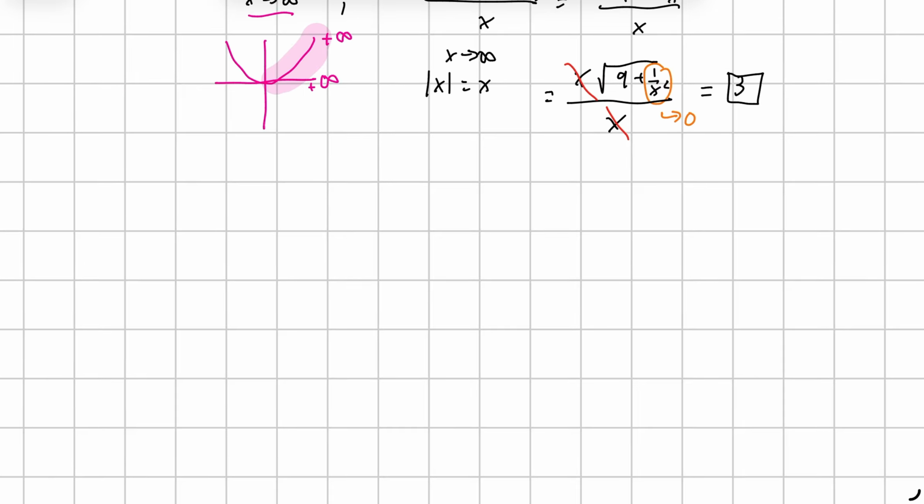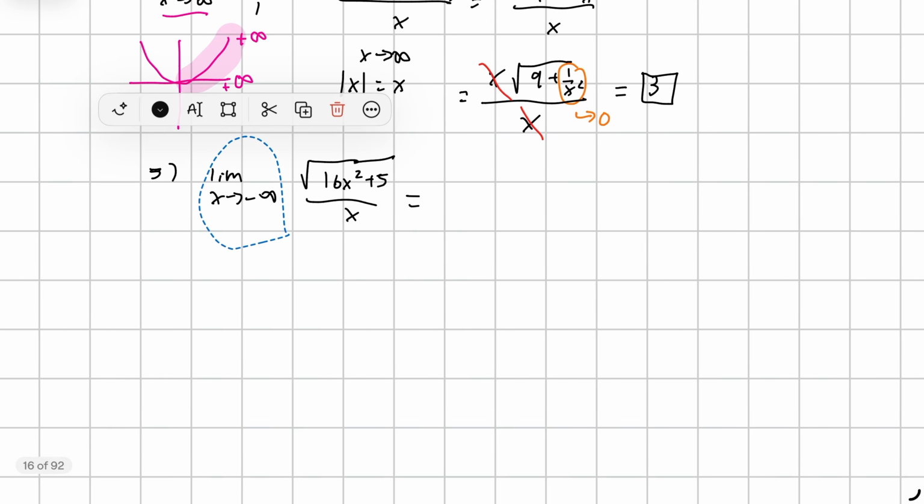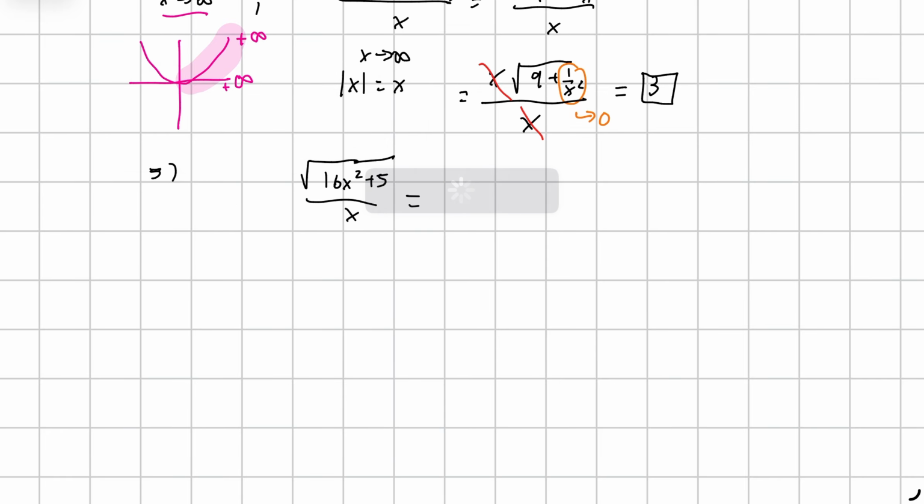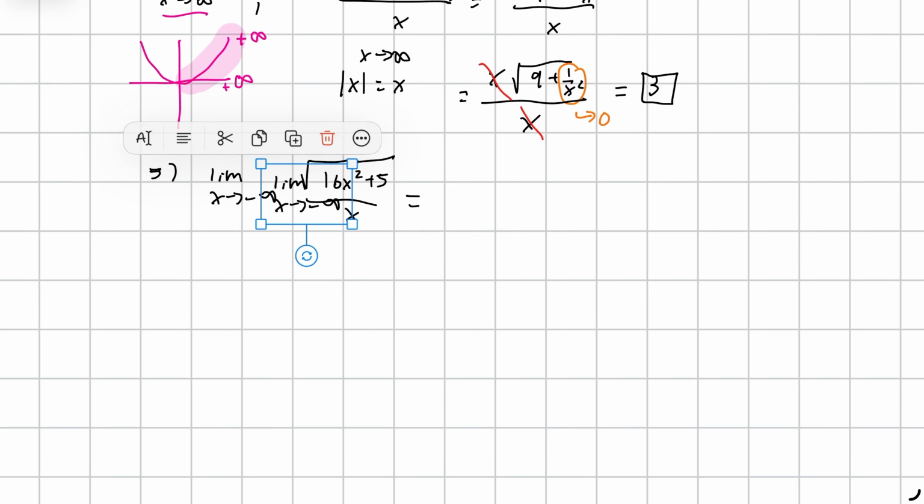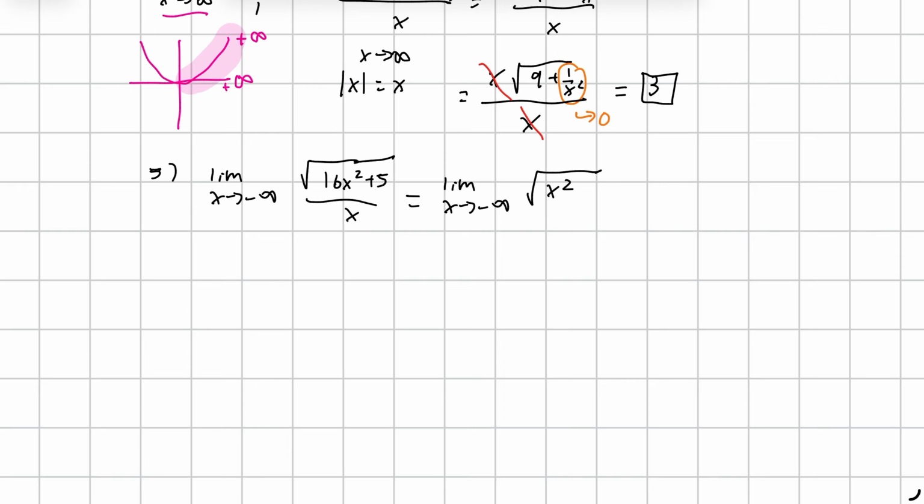So for our next example, let's do the limit as x approaches negative infinity. You're going to have the square root of 16x squared plus 5, divided by x. So the first thing you want to do is you want to factor. Let's write this here. Gonna factor this. We get the root of x squared times (16 plus 5 over x squared). Now this is all divided by x.